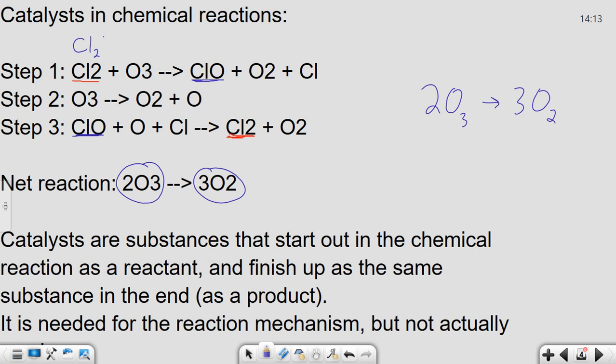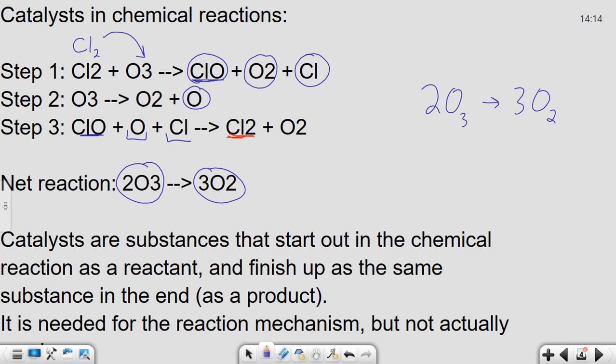Turns out in step 1, the chlorine rips one of the oxygens off. So you get chlorine monoxide, oxygen gas, and a loose chlorine. That's not really a very stable compound, so you're not going to expect that to stick around. We're going to use that somewhere. In our next step, ozone breaks down into O2 and loose oxygen. Again, not really a super nice substance. We're probably going to use those up. So why don't we do that?